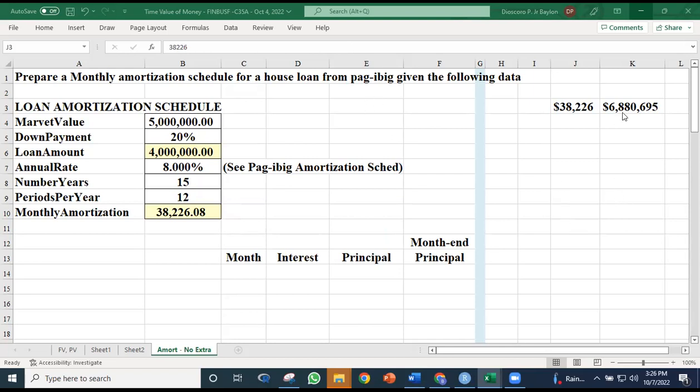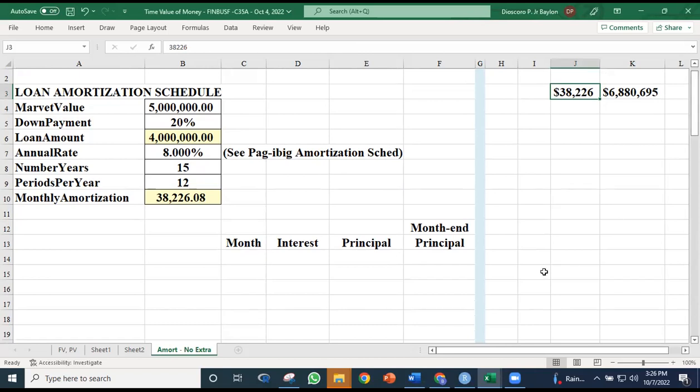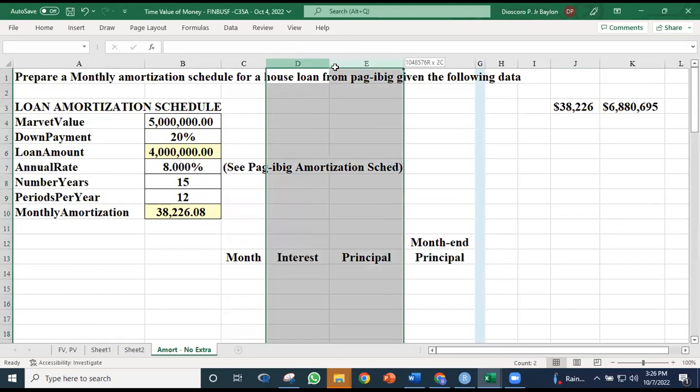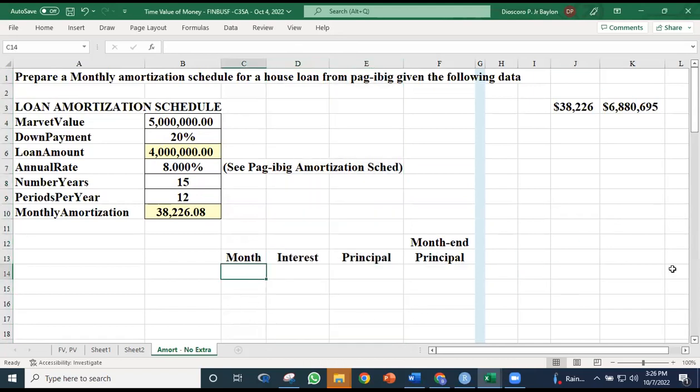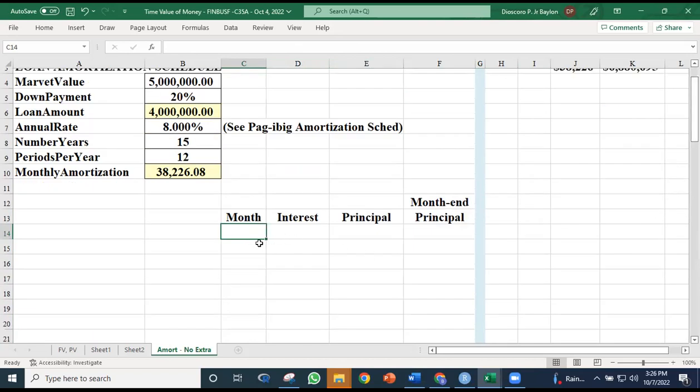All right. So you should have gotten this. Now, how do we now prepare the amortization? Okay, so let's insert. Mamaya na yan. Okay, ito na muna. So we need to list here the month. Actually, that's the index. So we start with month 0. And then we have to list how many months. 15 times 12, that's 180. So we need to list here 180 months.